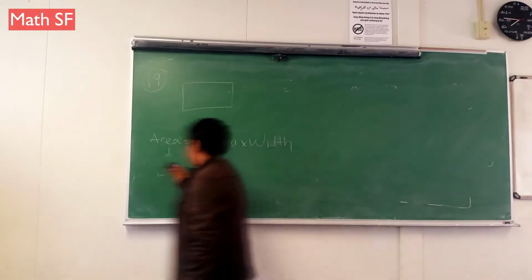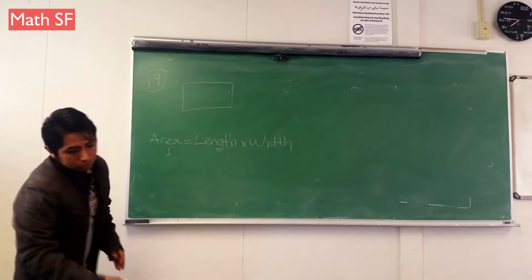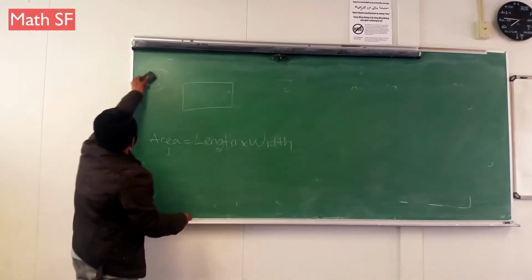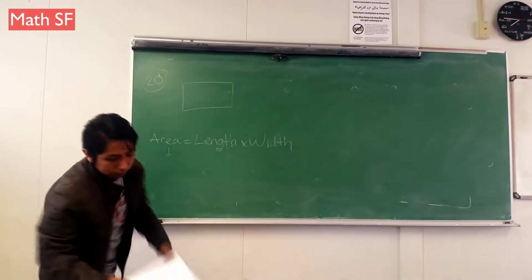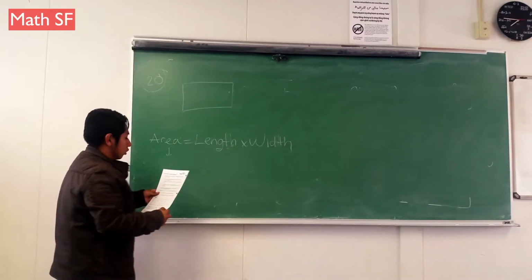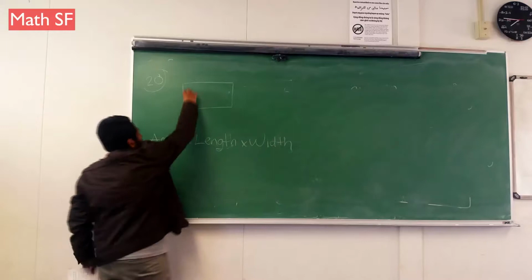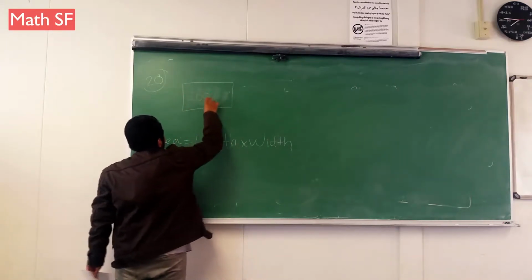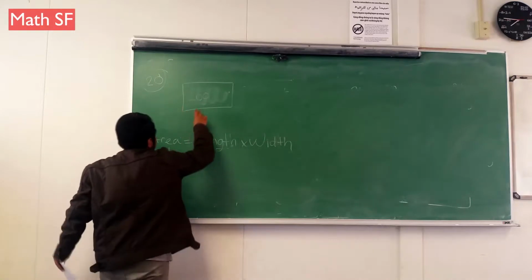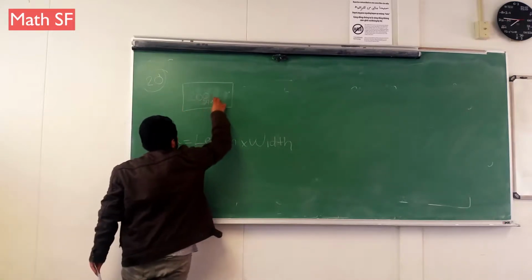Let's read the problem again. They're telling you in problem 20, in this case, the rectangular floor contains 200 square feet. So the area inside here is 200 square feet. So they're giving you the area.